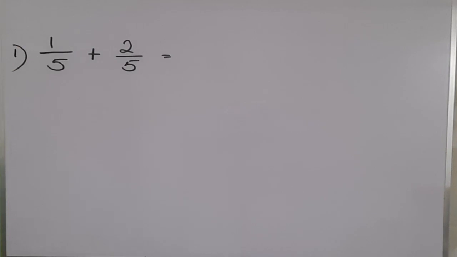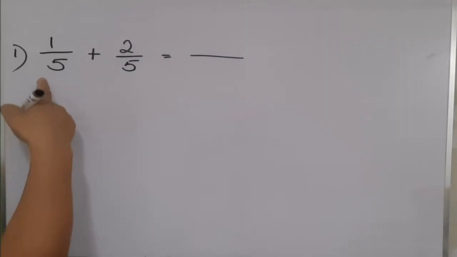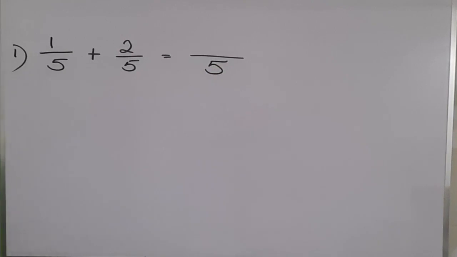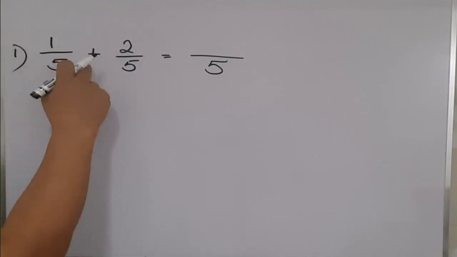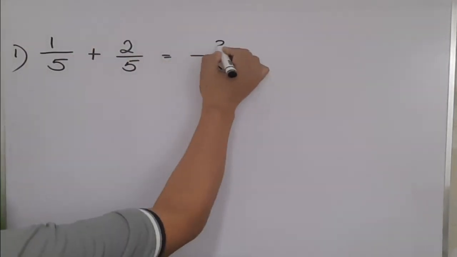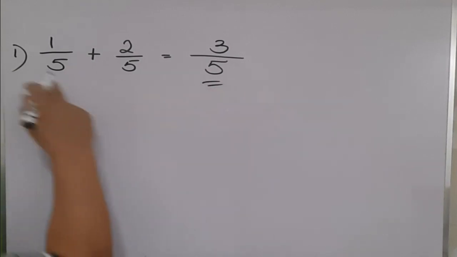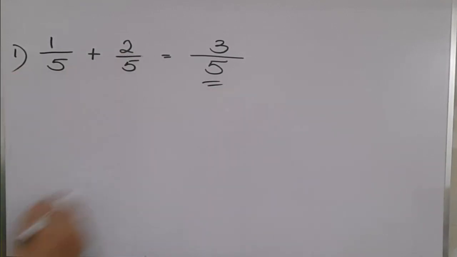Example number 1 ay ang 1/5 plus 2/5. Sa pag-a-add ng similar fractions ay kukunin lang natin ang kanilang common denominator, which is 5. And then we add the numerators, that is 1 plus 2 is equal to 3/5. Yan ang sagot ng 1/5 plus 2/5.